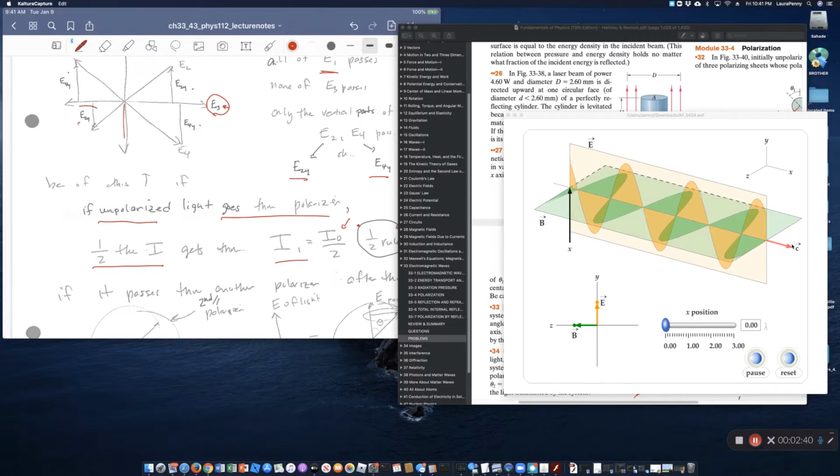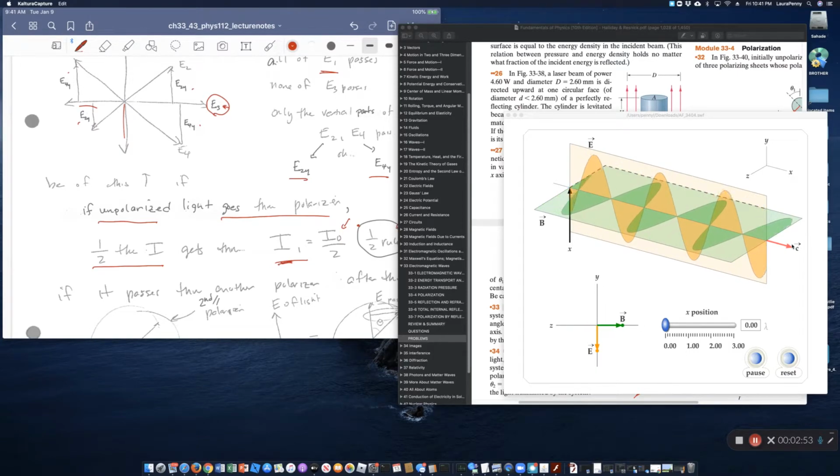Because of this, if unpolarized light goes through a polarizer, only half of the incident intensity is going to get through. And so we say I1, which is the intensity after one polarizer, is I0, the initial intensity, divided by 2. This is the 1/2 rule.